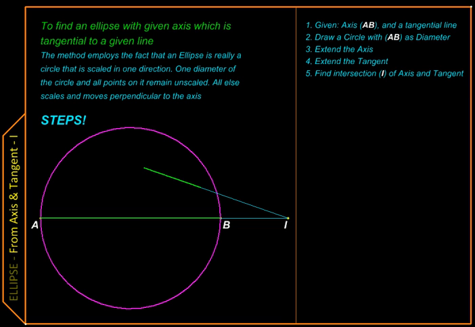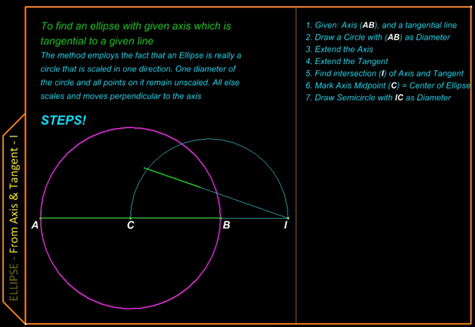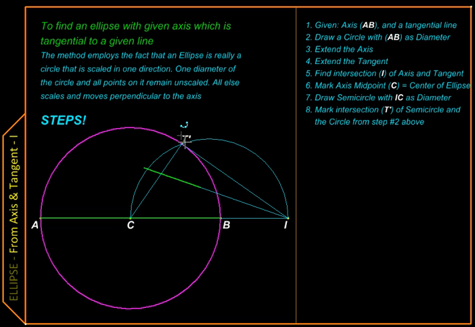Next we are going to mark the center of the axis, which will also be the center of our ellipse. And then we are going to draw a semicircle with CI as the diameter. Now we know that the angle included in a semicircle is a right angle. So we are going to mark this point of intersection of the semicircle and the circle, which is T dash, and this angle CT dash I is going to be a right angle.